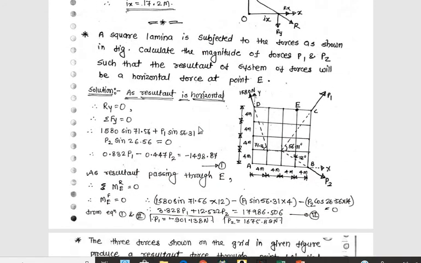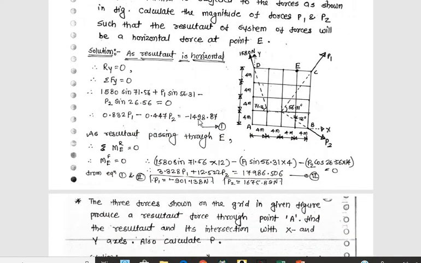Okay, now next numerical. A square lamina is subjected to the forces as shown in figure. Calculate the magnitude of the forces P1 and P2 such that the resultant of the system of forces will be a horizontal force at point E. Okay, so these are the forces given, but P1 and P2 are unknown. Okay, a 4 by 4 meter grid is given. As the resultant is horizontal, summation Fy is equal to 0.